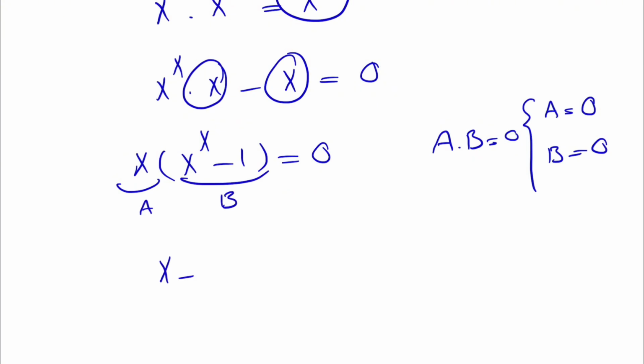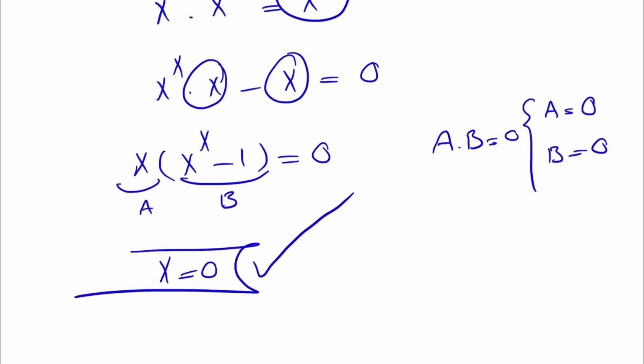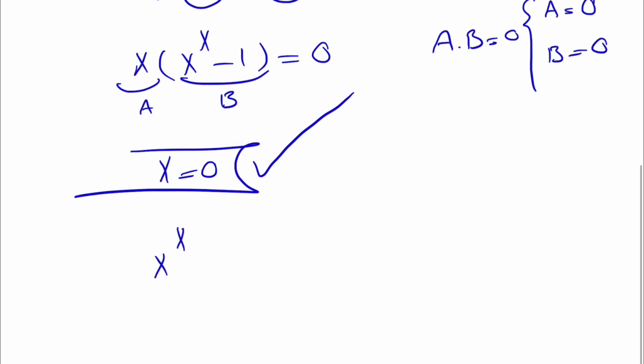So let's go with a is equal to 0. That means our x can be 0. That's one answer here. And we also have x to the x minus 1 is equal to 0, meaning x to the x can be 1.